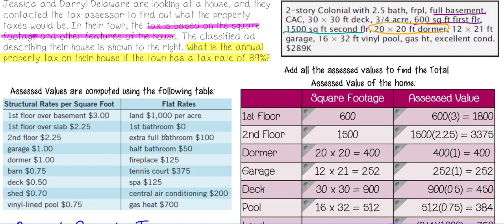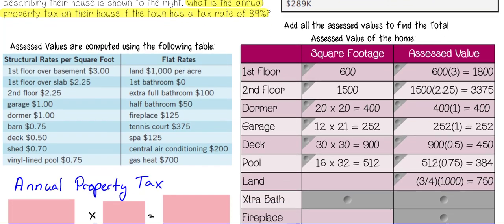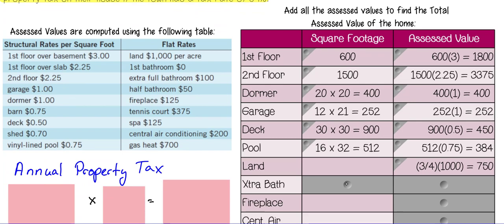Okay, first bathroom, extra bathroom, half bathroom. So the first bathroom is $0. An extra full bathroom for each one is 100, and the half bath is 50. They told us the 2-story colonial was 2.5 bath, which means we have 1.5 extra baths. So the full bathroom is 100, the half bath is 50. So we would add that and get an assessed value of $150.